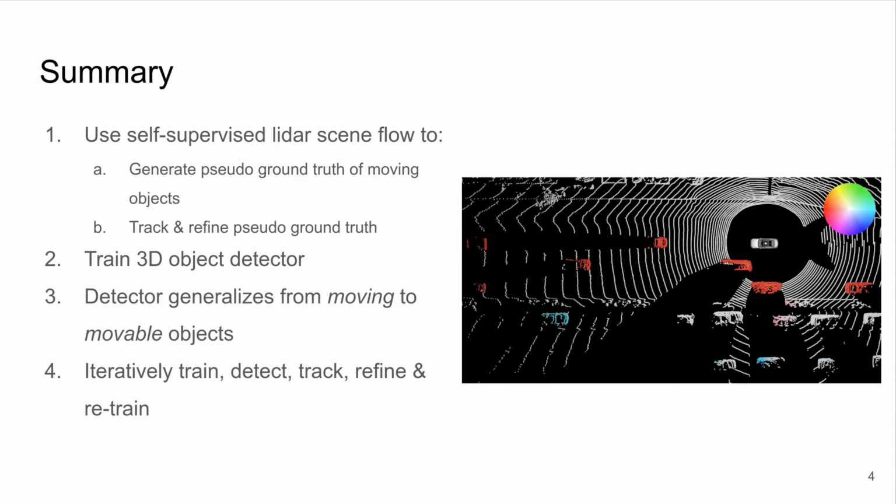Before going into the details, I would like to give a brief summary of what we are about to see. In summary, our method works by generating some initial pseudo-ground truth of moving objects using self-supervised LiDAR scene flow. We then track and refine this pseudo-ground truth and use it to train an off-the-shelf 3D object detector. The single-shot detector generalizes from moving to movable objects, since it is not given any motion cues as input. We then repeat this cycle of inference, tracking, pseudo-ground truth generation, and retraining.